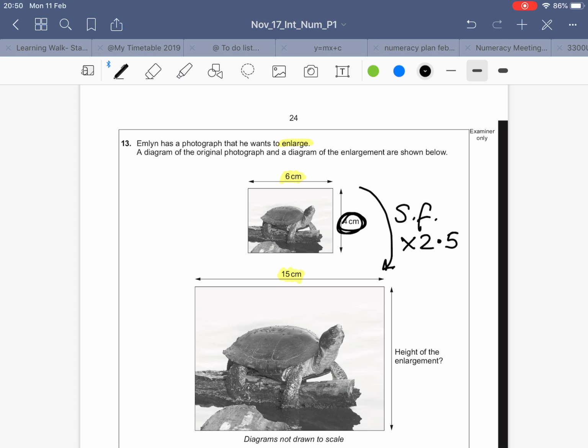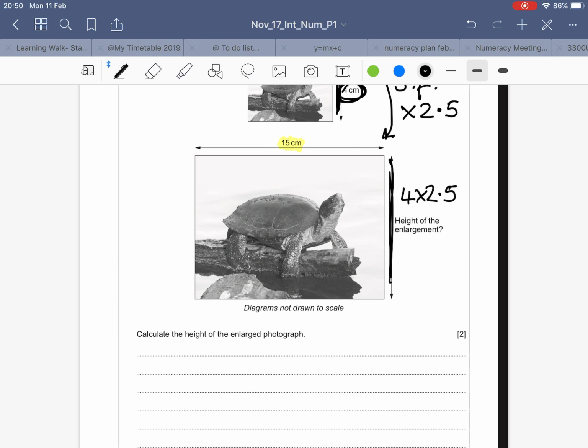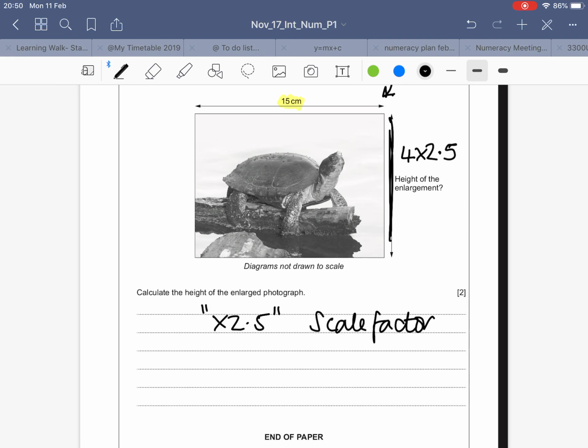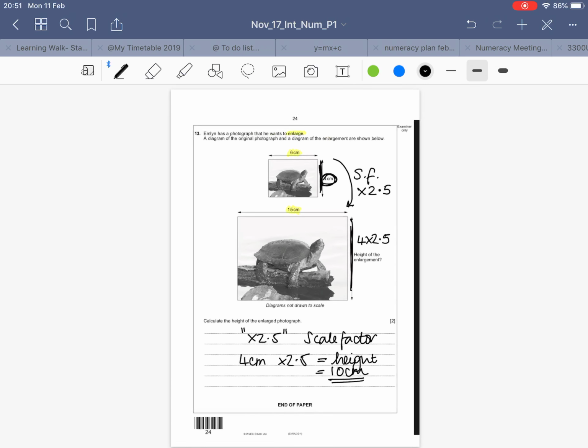Taking that into account, my 4 centimetres for my width would also need to be made 2.5 times bigger to have the right width in my new picture. So calculate the height of my new picture. Everything is 2.5 times bigger because that's the scale factor that's been used. So the 4 centimetres is going to be made 2.5 times bigger. So the height of the new picture is going to be 10 centimetres.